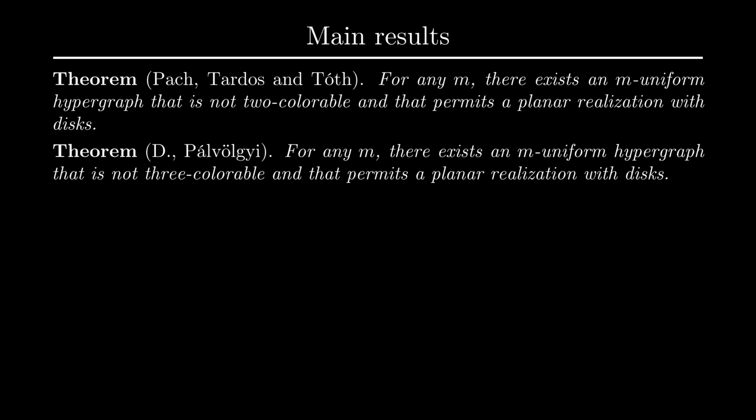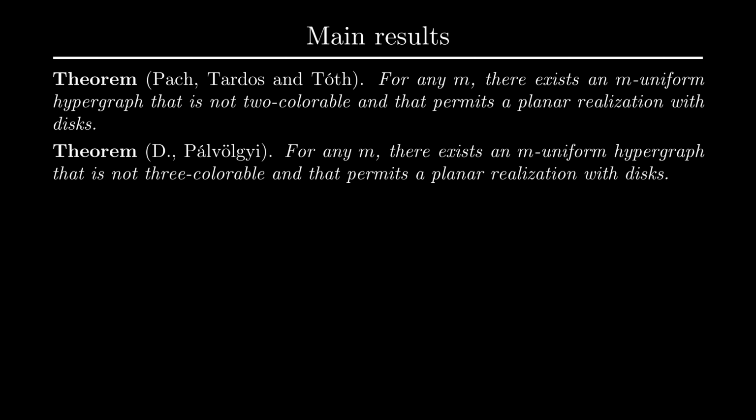So we construct a point set such that no matter how we color it with 3 colors, there will be m points that have the same color, and we can separate that m points from the other points with a disk. Since 4 colors are always enough, this completely settles this question.